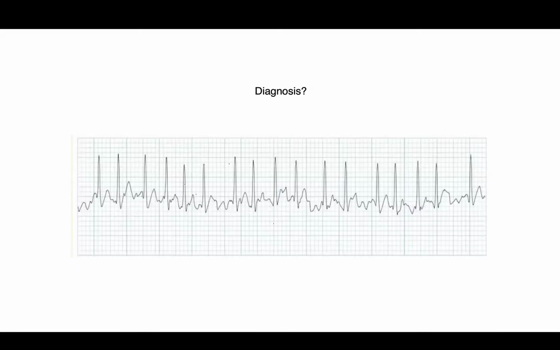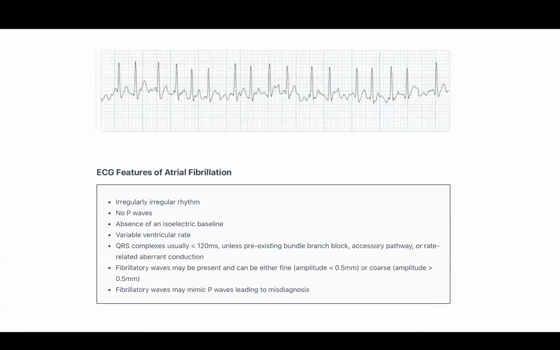Excellent. Most of you have given a good answer. The answer here is atrial fibrillation. It's irregularly irregular. There are no P waves, absence of isoelectric baseline, and variable ventricular rate. The QRS complex is usually less than 120. Fibrillatory waves may be present and can be either fine or coarse, and the fibrillatory waves may mimic P waves, leading to misdiagnosis. So that is one thing that you need to keep in mind. Coming to the next one.